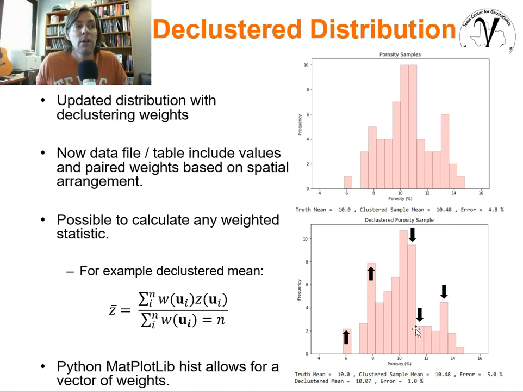Now, I should mention that it might seem like an unusual idea. You haven't heard of weighting data before. I can convince you that it is scientifically applied in a variety of different studies, different scientific disciplines. And you can tell by the fact that Python matplotlib, the hist function, actually allows for a vector of weights to be input along with the data values. So, in fact, this declustered histogram was produced using that function with the weights from cell-based declustering.